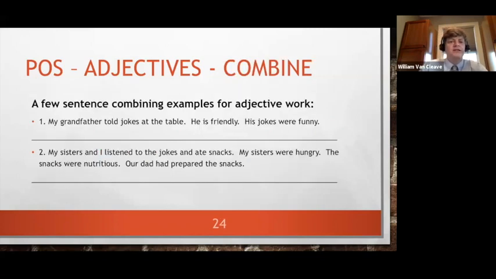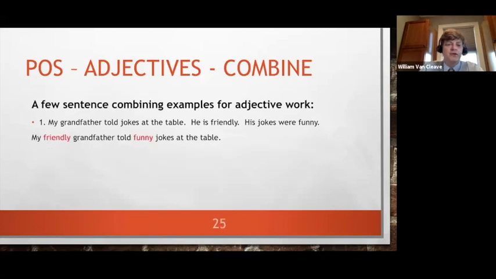So these are sentence combiners, and the first one is a relatively straightforward one. There's really only one answer. And the second one is a little more sophisticated. So the first one you can actually do, those of you who are working with the youngest children or kids who aren't yet reading and writing, you can actually do this kind of thing with an oral language activity as well. So my friendly grandfather told funny jokes at the table. That's pretty much how that one's going to go.